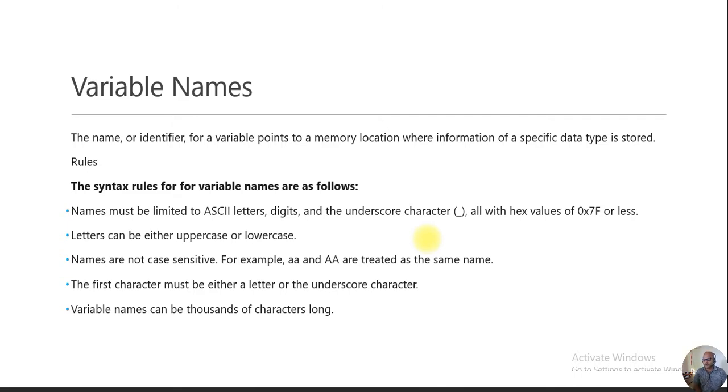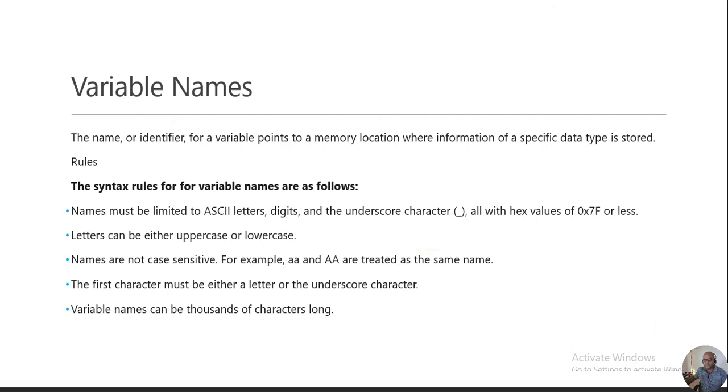What does variable mean? A variable contains the memory location where specific data type values are stored; that is called a variable. Names must be limited to ASCII letters, digits and underscore characters. We'll let you know when to use the underscore, and when to use uppercase and lowercase letters. A variable name could be 1,000 characters long, but its look and feel is not good, so we give meaningful names.